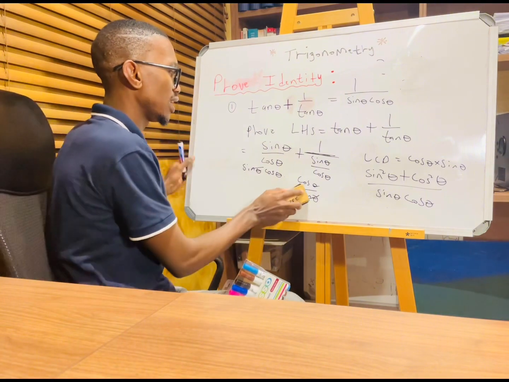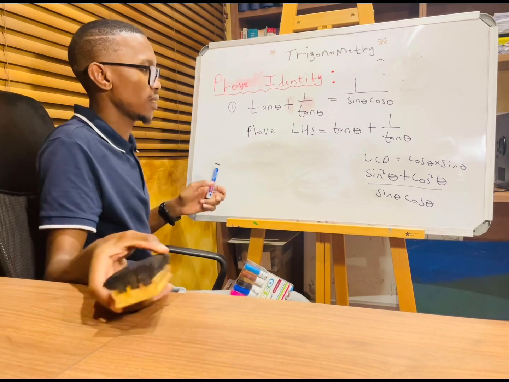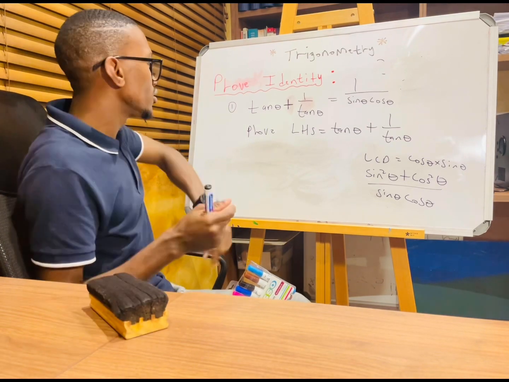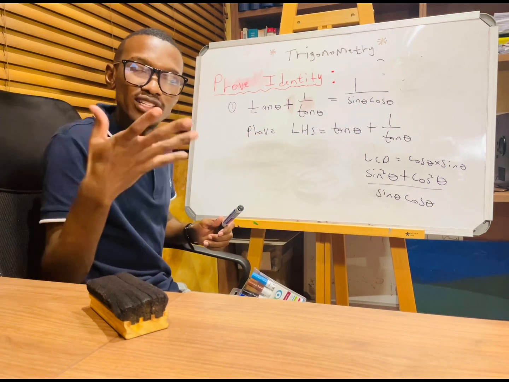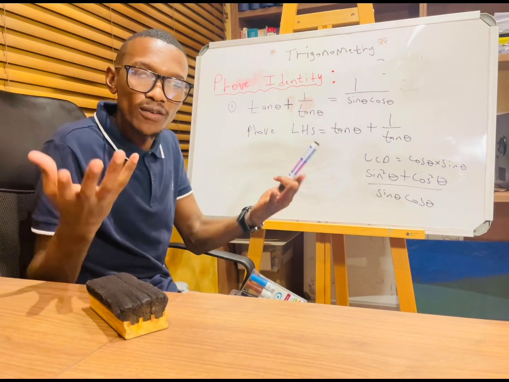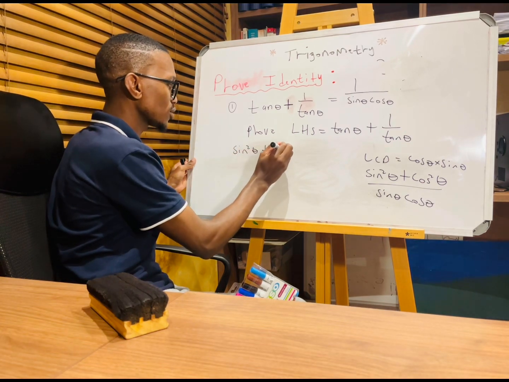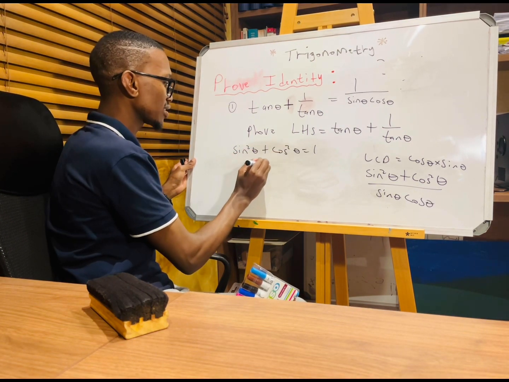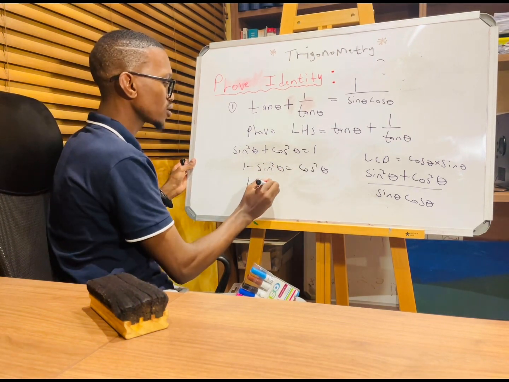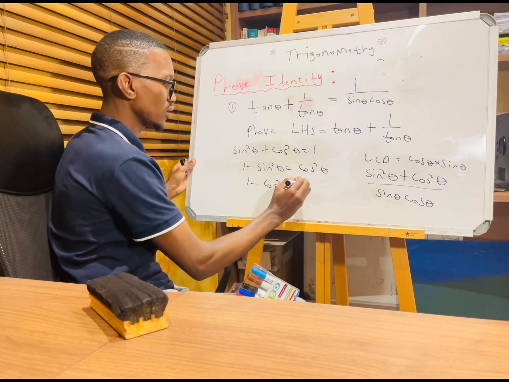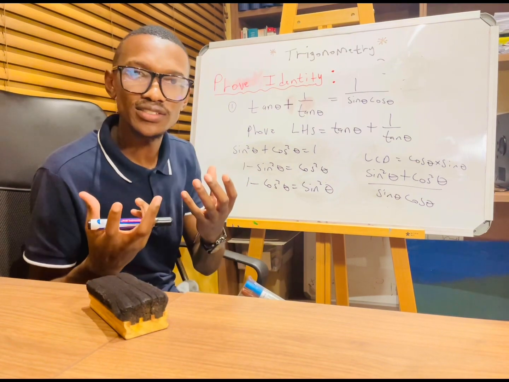Now, let's come back. Remember, the goal is to prove that this side equals this side, right? Can I simplify this further? Yes. Guys, do you still remember the basics of square identities? Remember, we have sine squared theta plus cos squared theta equals 1. 1 minus sine squared theta equals cos squared theta. Again, 1 minus cos squared theta equals sine squared theta. This is a beautiful relationship.